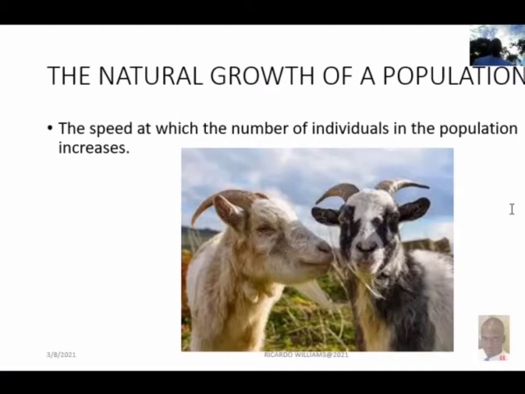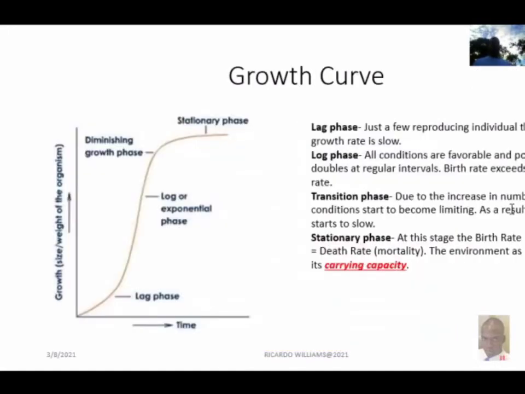We know that that's also going to be affected by the factors we listed before, but we want to look at what is called the growth curve. The growth curve is really standard right across the board for all organisms, all populations. And it is divided here into 4 phases.